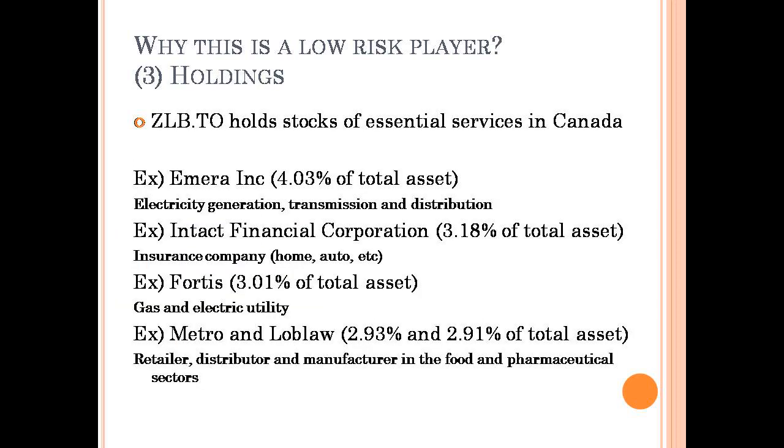Now let's take a look at the top 10 holdings of this ETF. ZLB.TO holds stocks of essential services in Canada. We have electricity, we have an insurance company, we have a gas and electricity utility, we have a retailer and a manufacturer as well. Those three factors make this player very low risk.